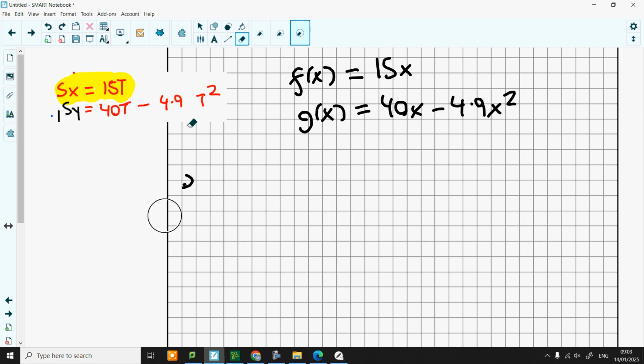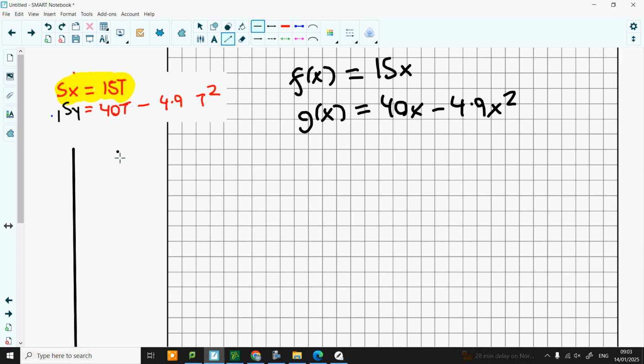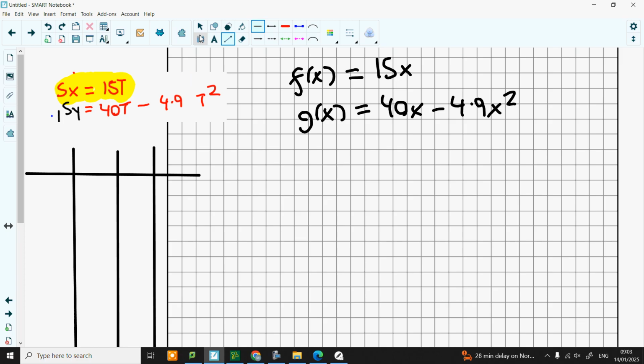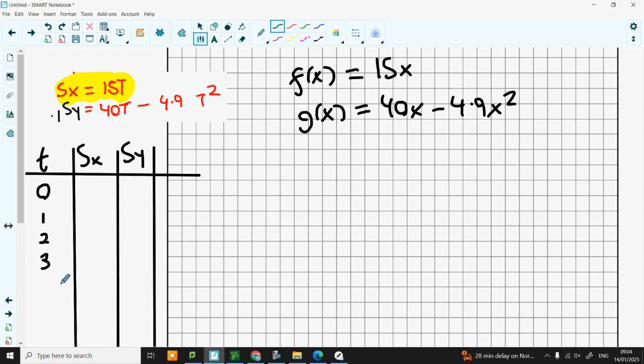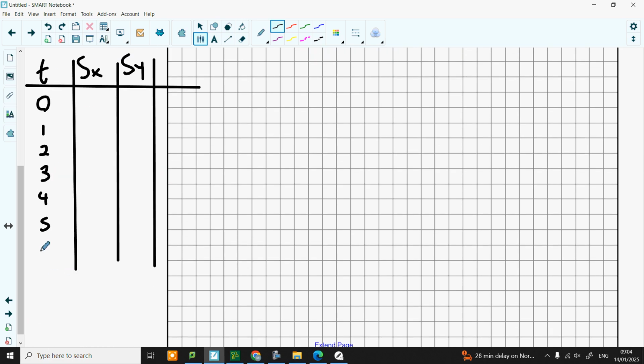So we're going to do SX, SY, and time. So let's go make myself a little table here. And here we go. So this is my t value, my SX value, and my SY value. All right, and I'm going from 0, 1, 2, 3, 4, 5, 6, 7, 8, 9. 9 should do it.